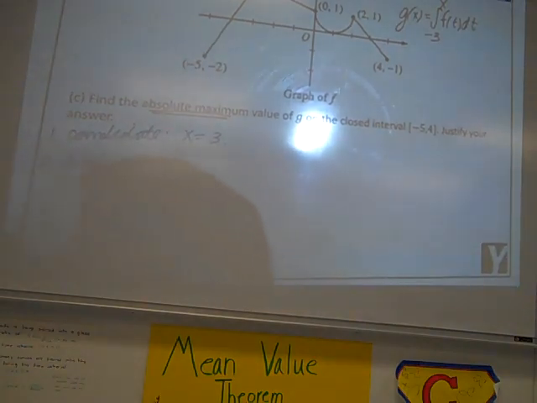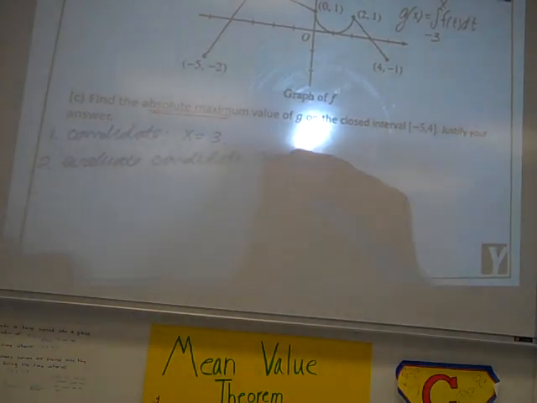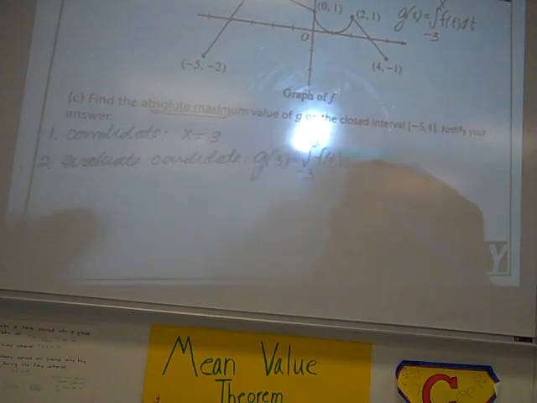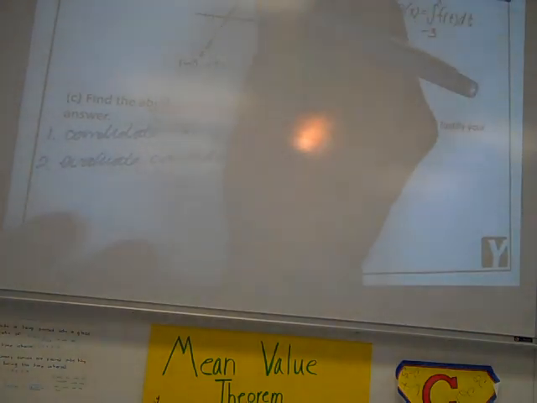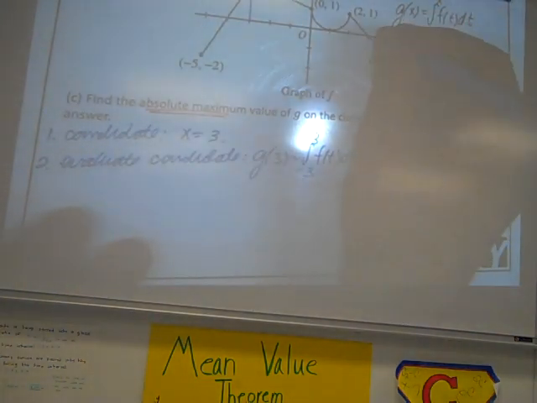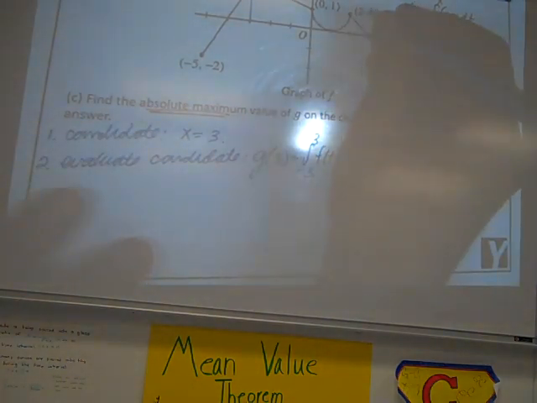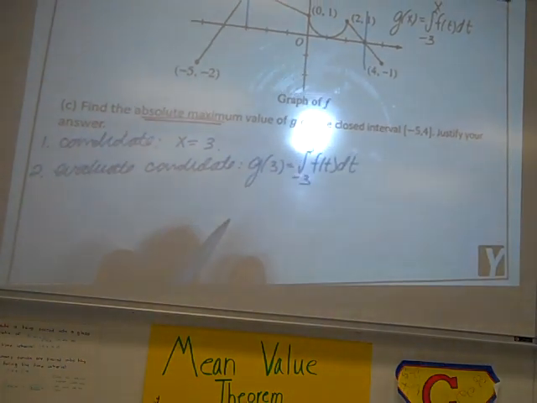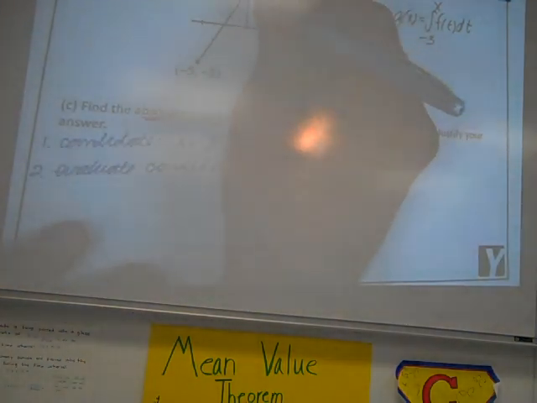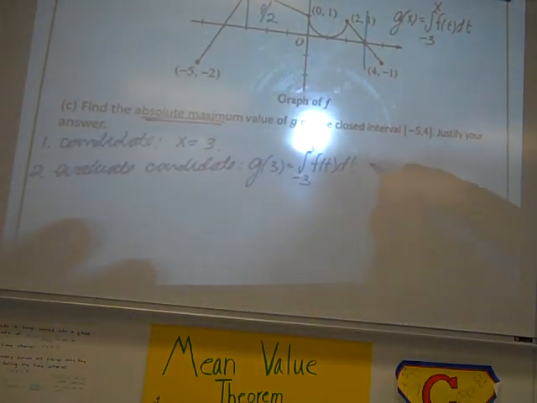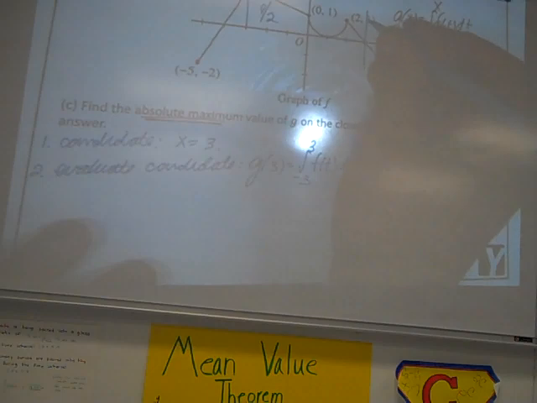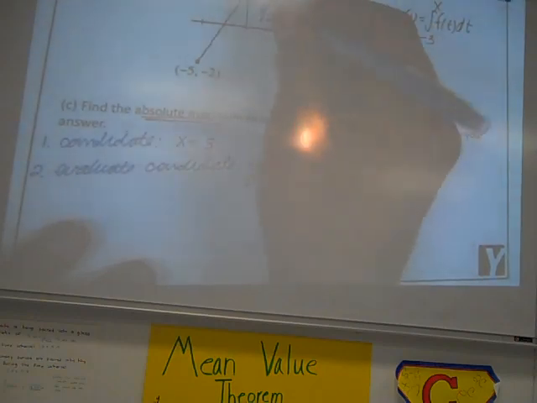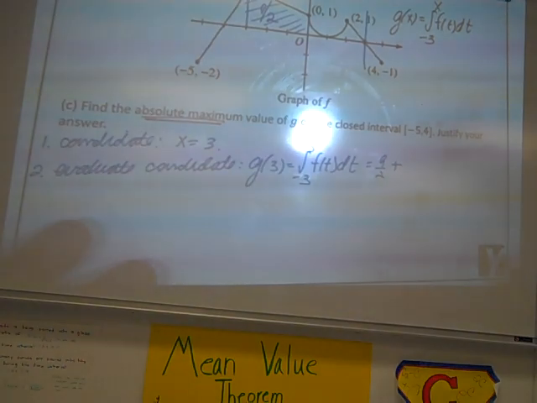2. Evaluate the candidate. Let's actually find g of 3. G of 3 is the integral from -3 to 3 of f of t dt. Here's x equals -3. Here's x equals positive 3. I need the accumulated change going from -3 to positive 3. Easy parts. We already know that that's 9/2. So we're starting at 9/2 plus. Now here's where we need to get a little bit tricky. I need to find, we've already found this area here. That's what I just shaded in light blue.